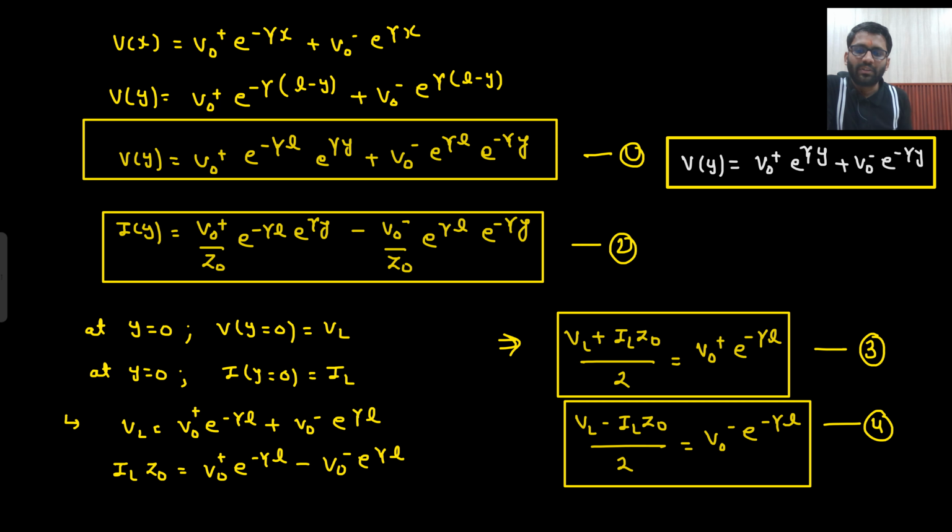So now similarly I can get my Iy. Iy would be V naught plus divided by Z naught, and here V naught minus divided by Z naught, because you know the definition of Z naught. What is Z naught? V naught plus divided by I naught plus. That is your Z naught. So from there you can get this equation.